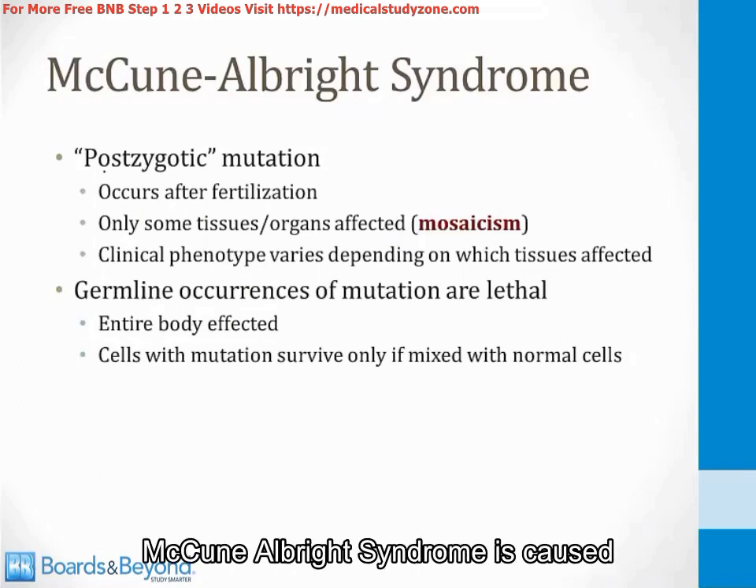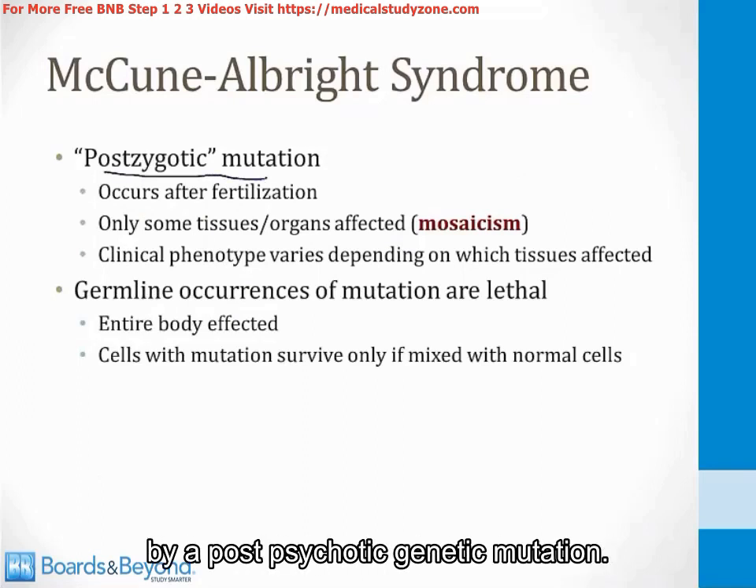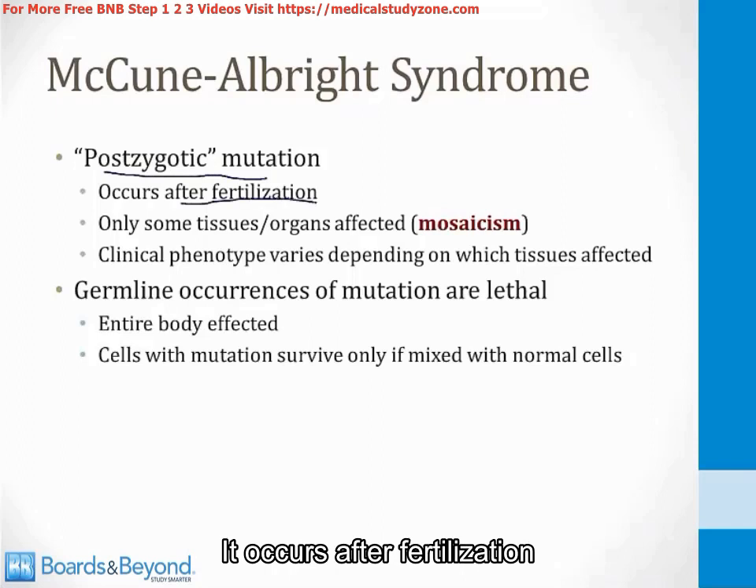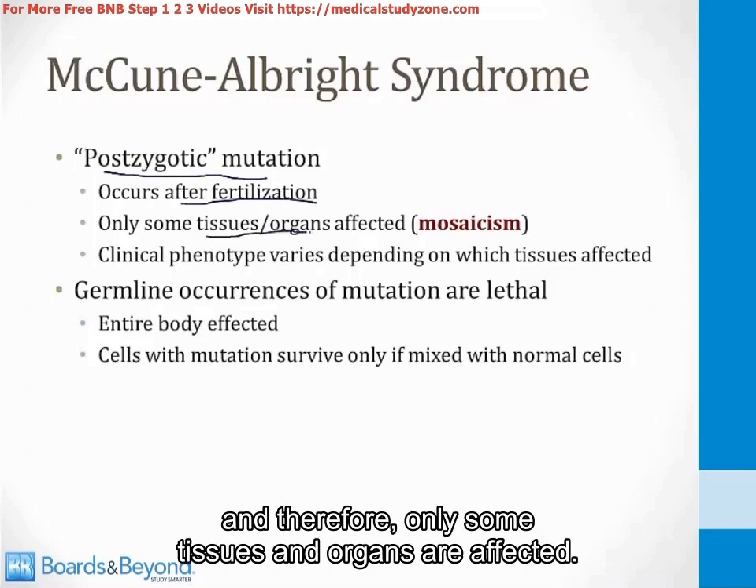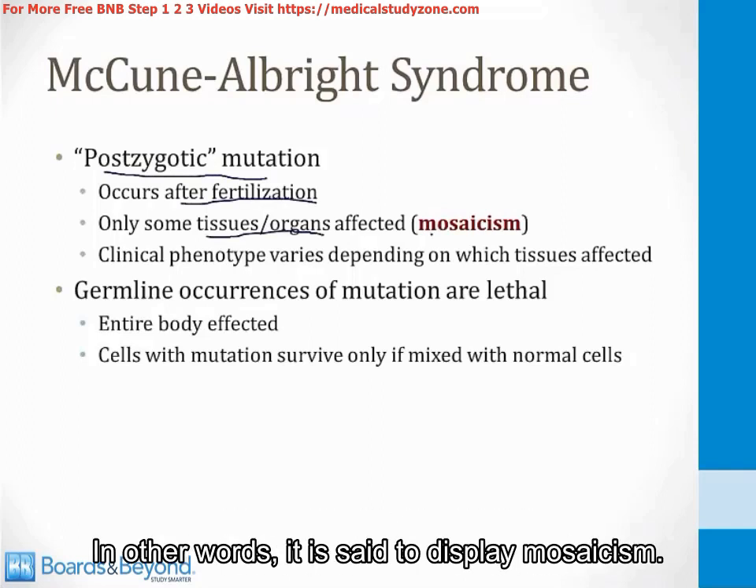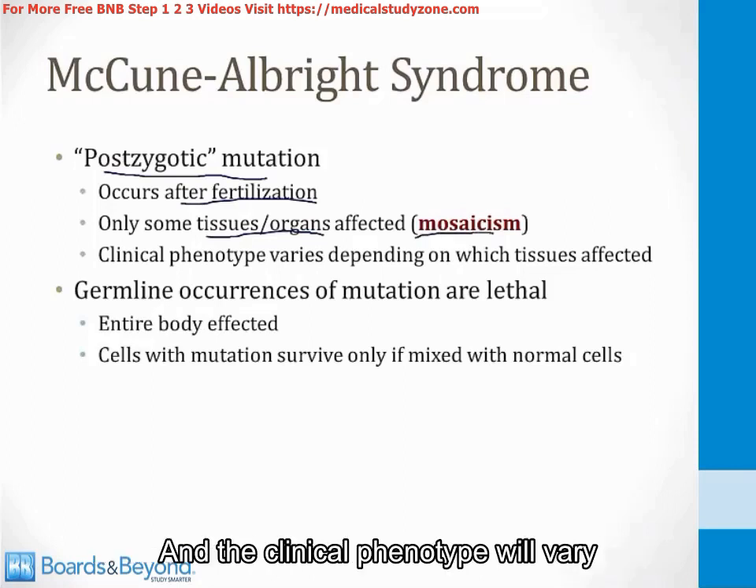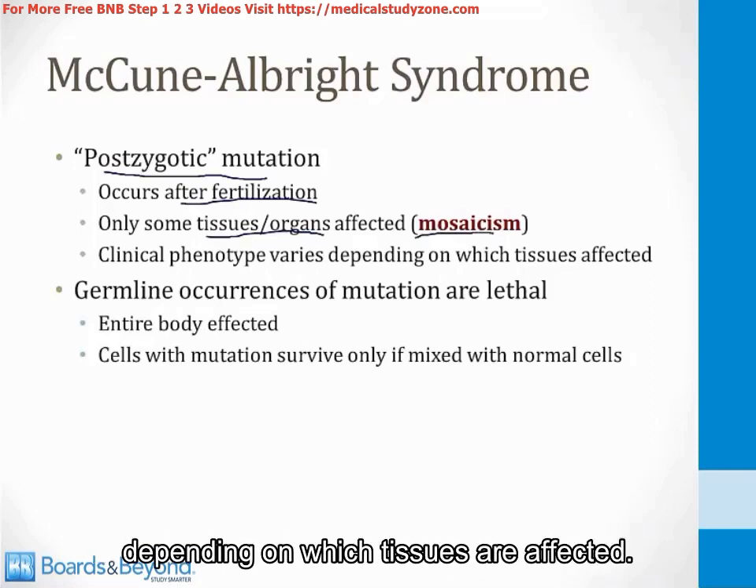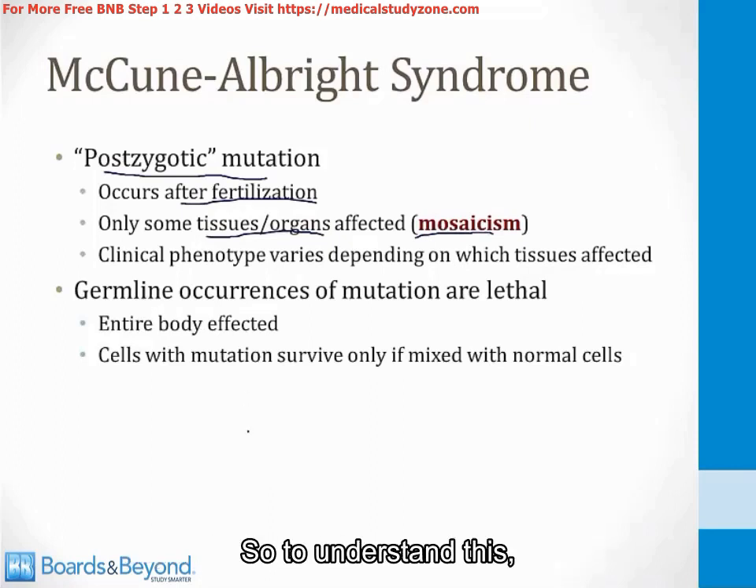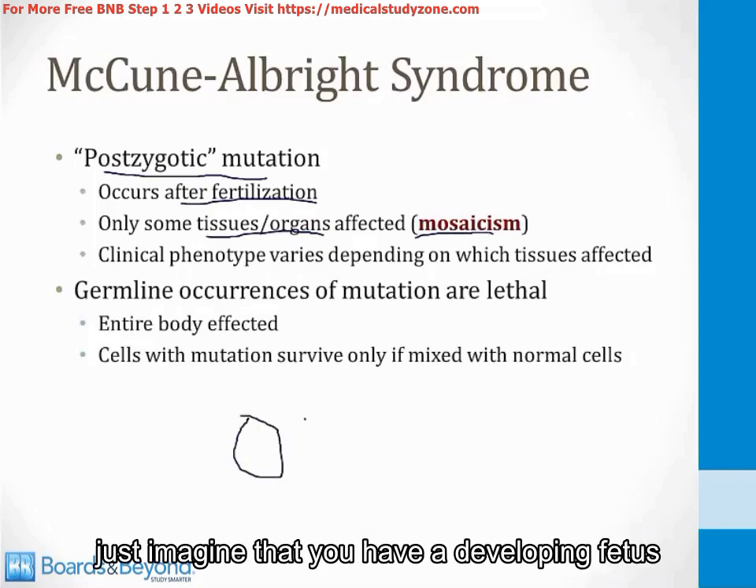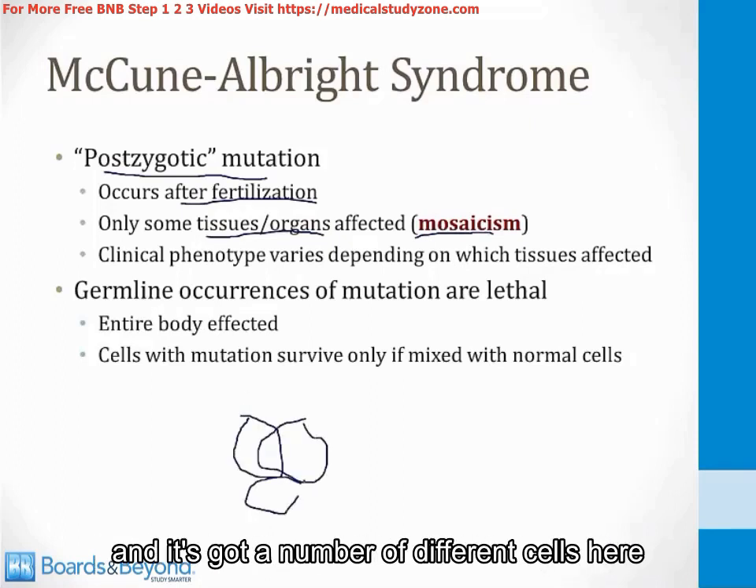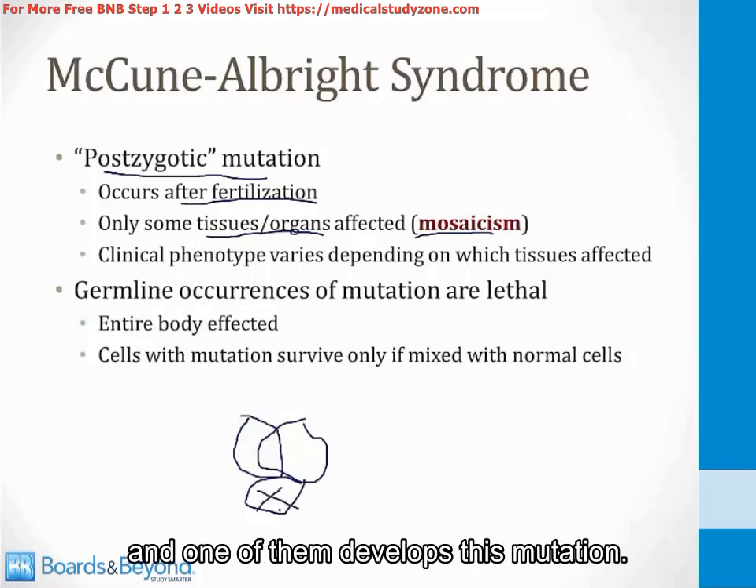McCune-Albright syndrome is caused by a post-zygotic genetic mutation. It occurs after fertilization, and therefore only some tissues and organs are affected. In other words, it is said to display mosaicism, and the clinical phenotype will vary depending on which tissues are affected. So to understand this, just imagine that you have a developing fetus and it's got a number of different cells here, and one of them develops this mutation.